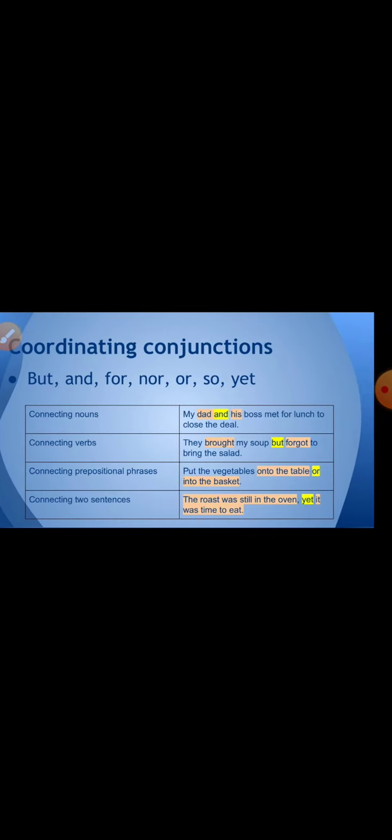Now what are those conjunctions which come under this category, which help us to connect words of the same kind, or which help us to connect sentences? These are but, and, for, nor, or, so, yet.